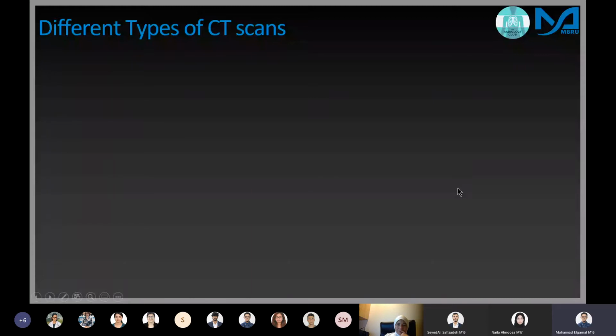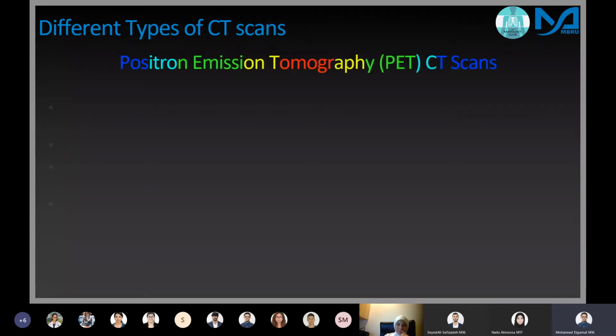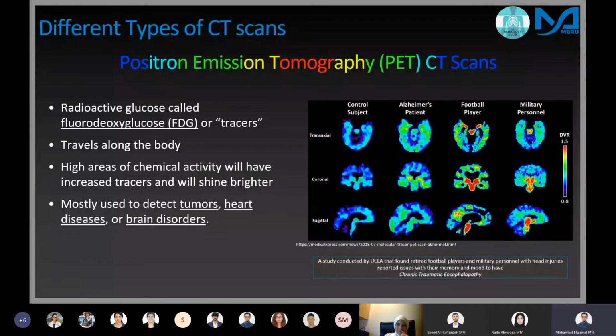So we talked about the different windows, we talked about the different planes. Now we'll just quickly talk about some different types of CT scans that are a little more advanced and used in specific situations. And the first one that popped to mind to me was a PET scan, which is a positron emission tomography or a positron emission CT scan.